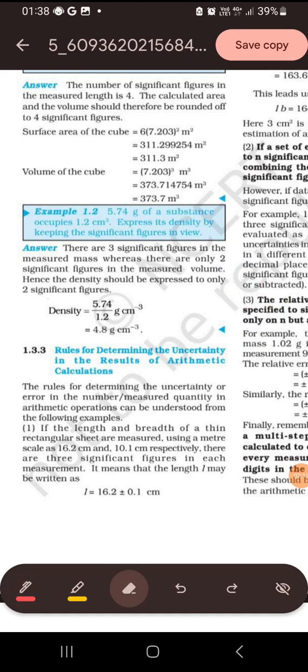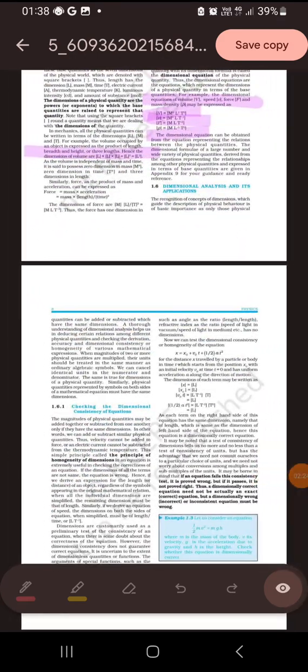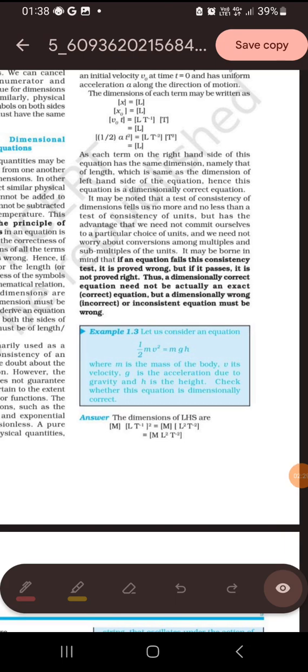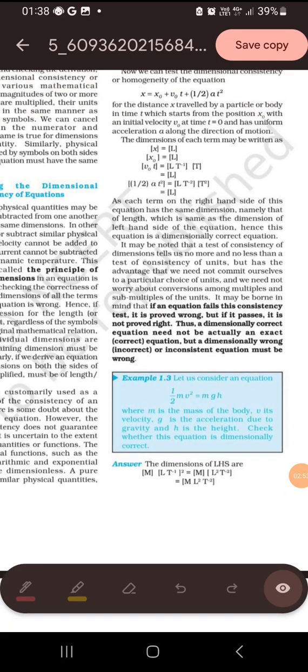Okay, let me move to the next question. Our third question is to check the dimensional formula correctness, to check whether these two have the same dimensional formula. Let me read the question. Let us consider an equation where m is the mass, g is the acceleration due to gravity, and h is the height. Check whether the equation is dimensionally correct or not. They are asking to check whether LHS and RHS are the same or not. Let me explain to you.